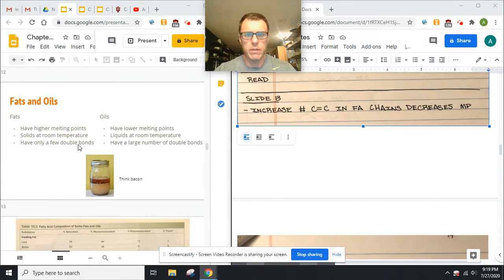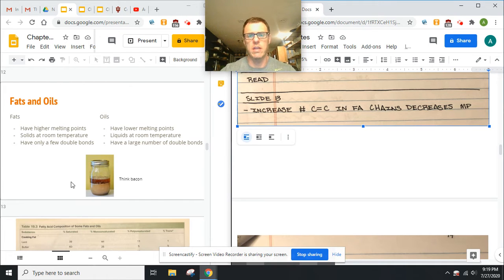All right, so we talk about the difference between fats and oils. Fats and oils are made of the same stuff. We just tend to talk about fats as having higher melting points than oils, and that's pretty much it. You can read these descriptions on the slide, but the big thing to remember is if we increase the number of double bonds between carbons, that's going to decrease the melting point.